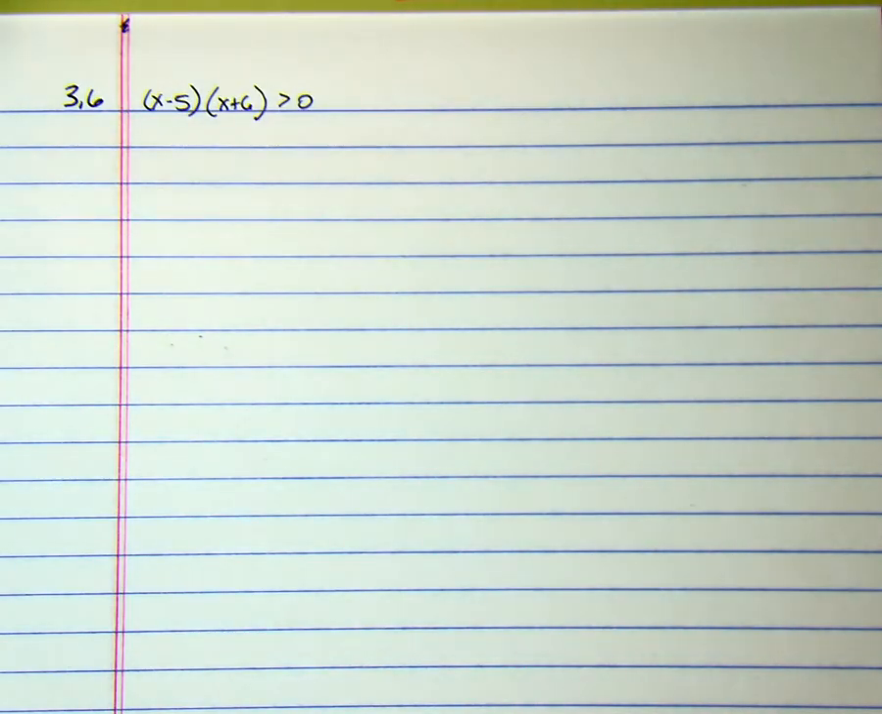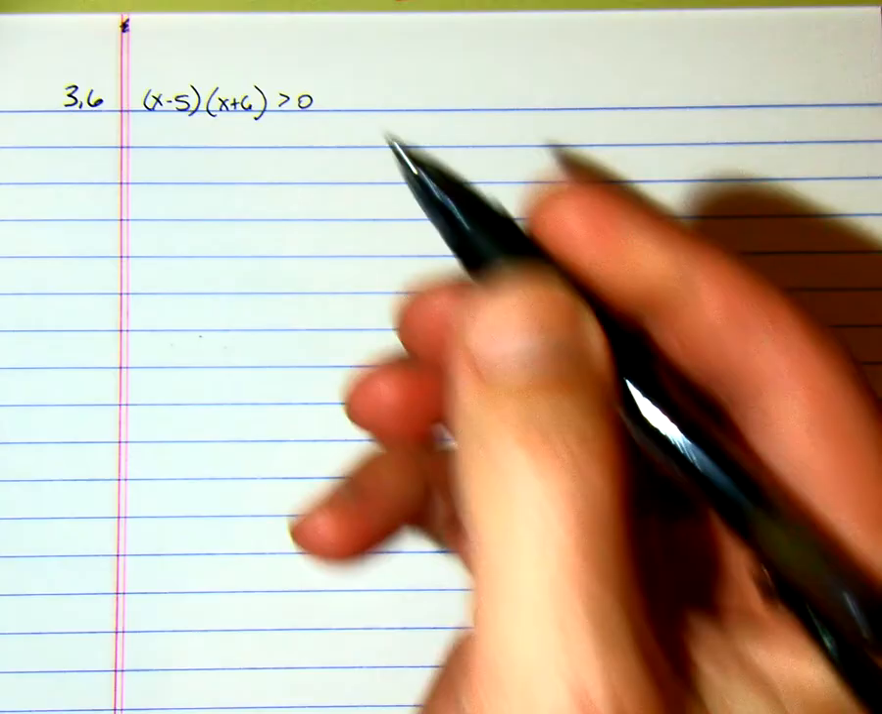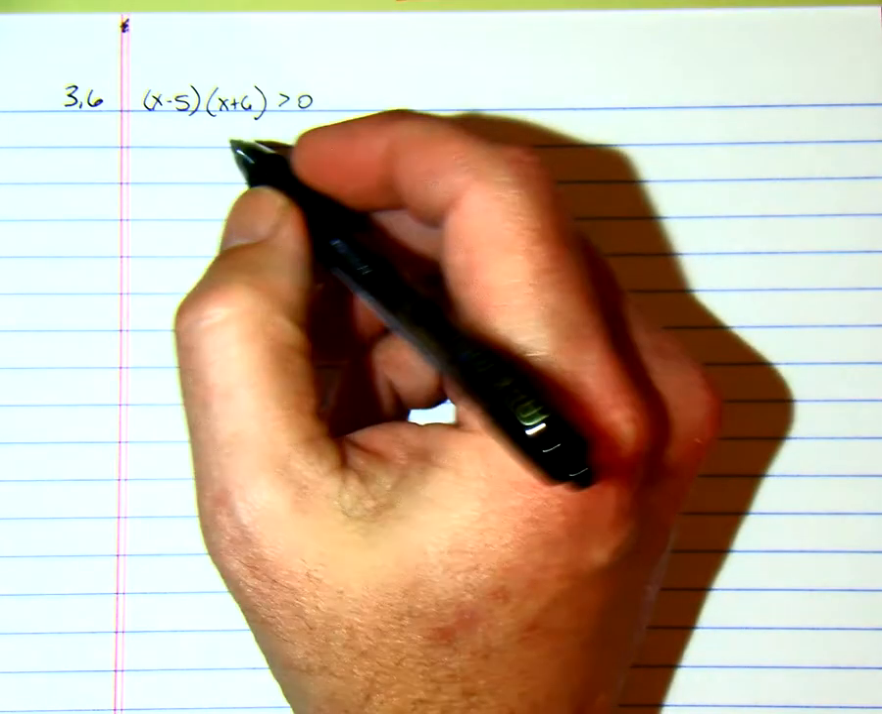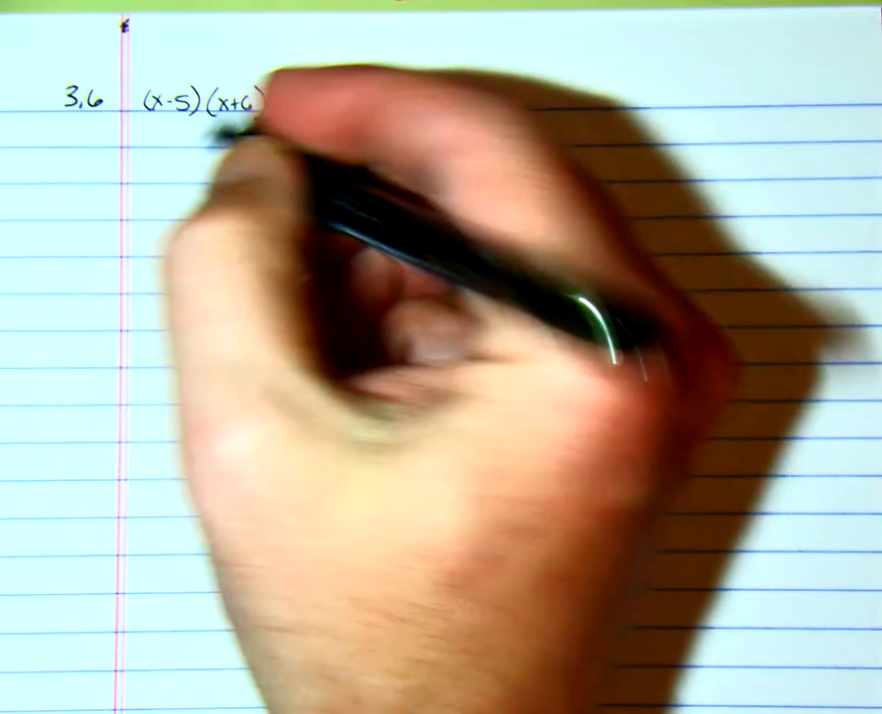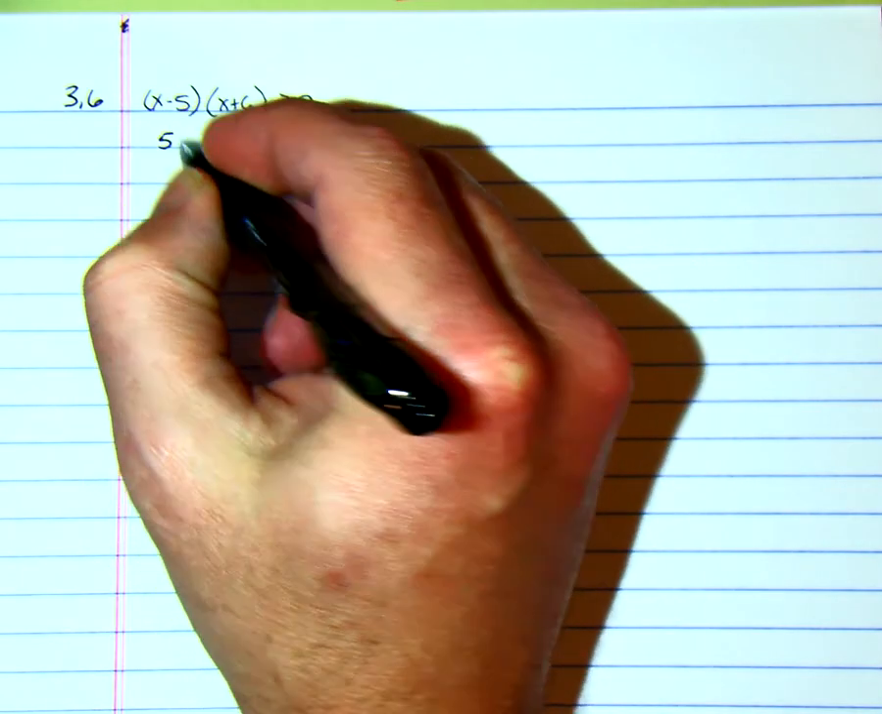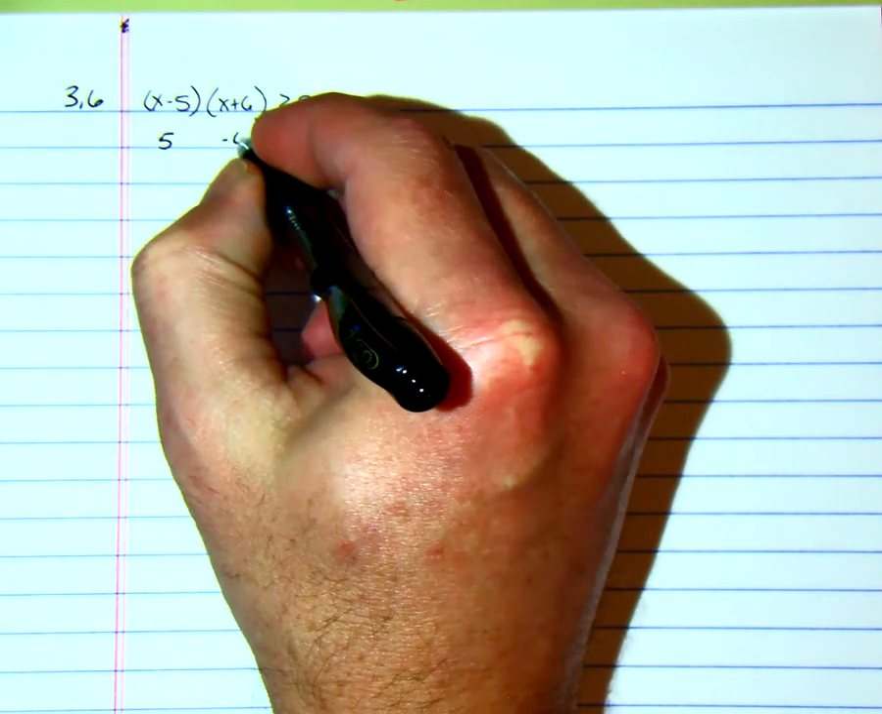Greater than 0. Okay, so when we're going to graph a polynomial, first of all, we have to find out what my critical points are. The critical points are going to be my zeros. In this case, I know my 0 is going to be 5. Okay, I also know my 0 is going to be -6.